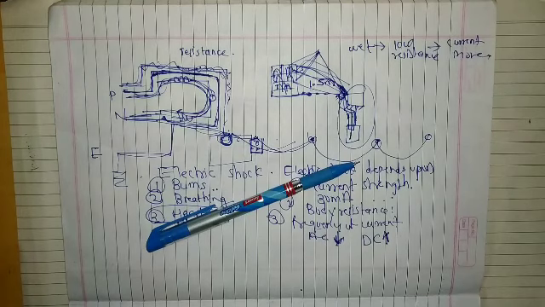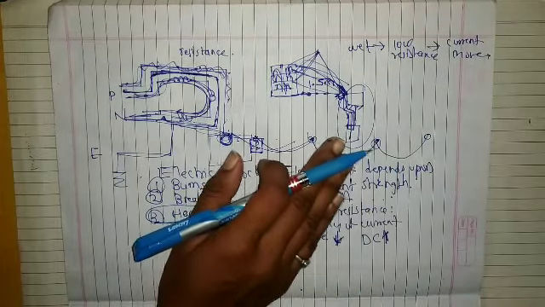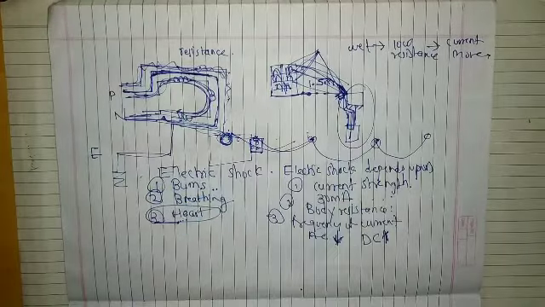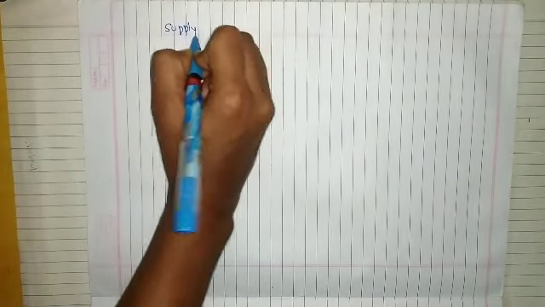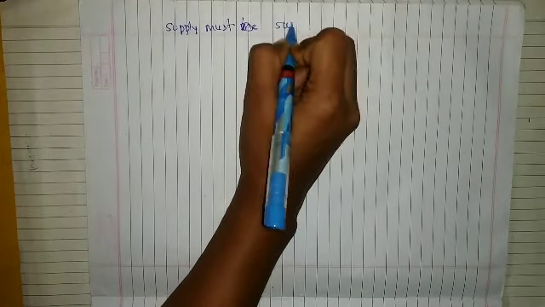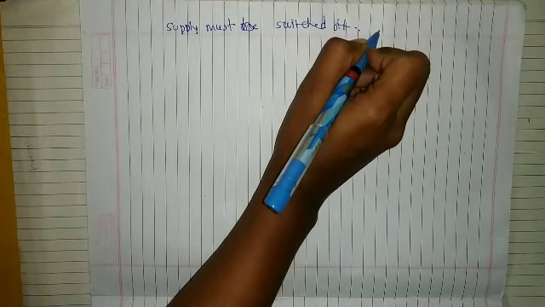Now we will see what if a human gets electric shock, how we can help that human, how to rescue that human, what we can do. If a person is stuck to a live wire, that means if he gets shock, then the first step that we have to do is to switch off the supply. The supply must be switched off immediately.